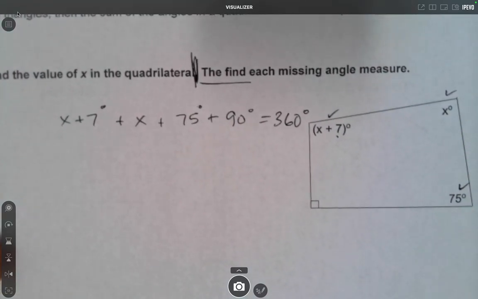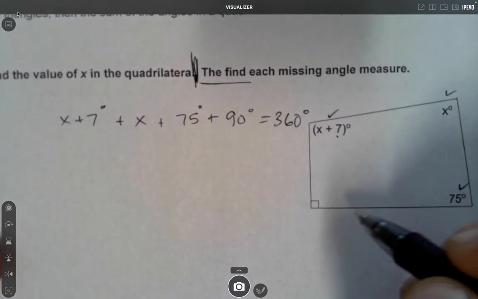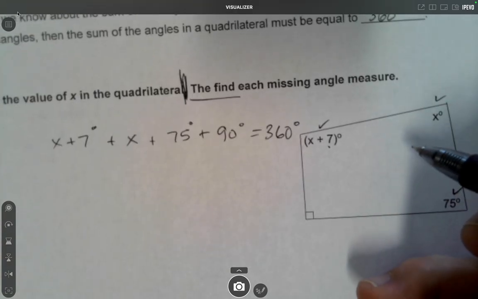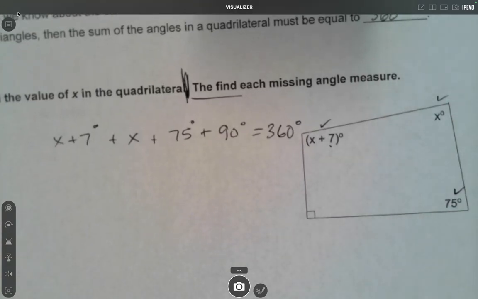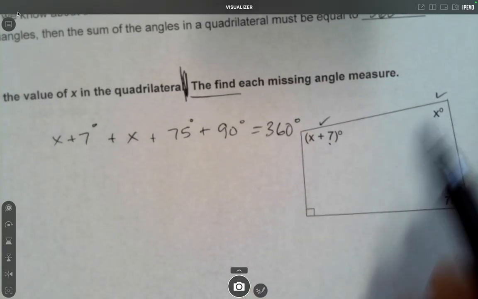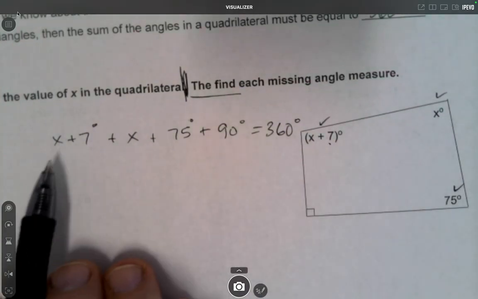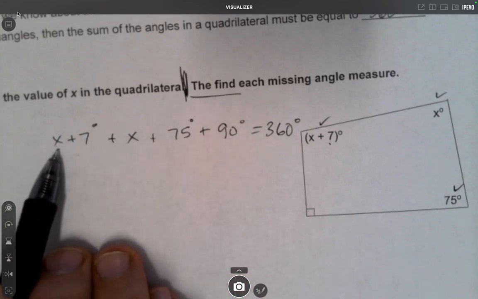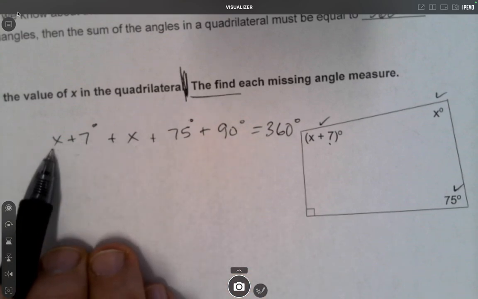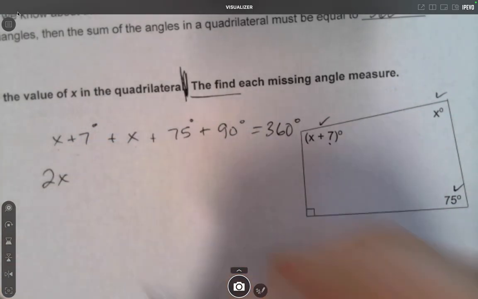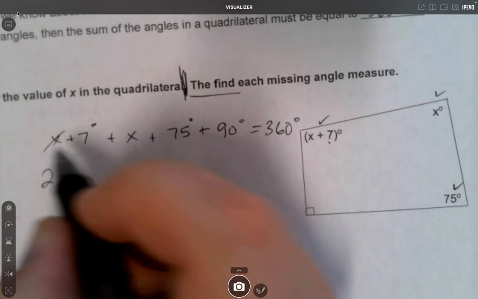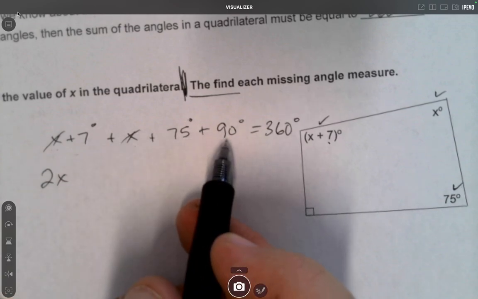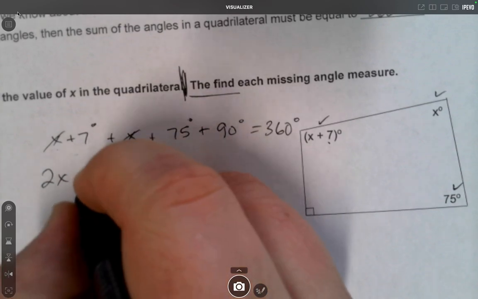So one question you might be asking is, does it matter what order I list these terms in? No, not at all. As long as you list all four of these and add them all together, it doesn't matter where you start or stop. You just got to make sure you actually do include all four of them. So let's combine like terms. I have an x here and an x here. 1x plus 1x is 2x. Then 7 plus 75 plus 90 is 172.